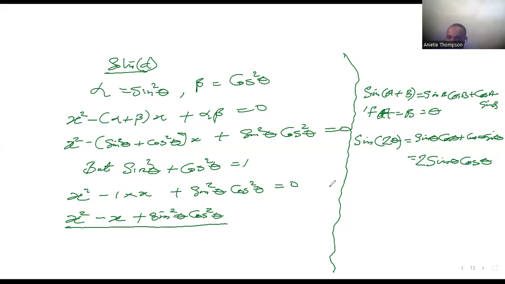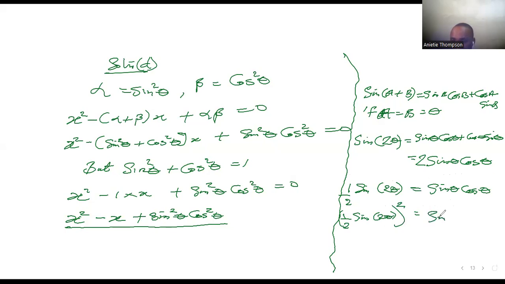Now you see something like this coming out here. So if I divide both sides by 2, I will have 1 over 2 sine of 2 theta equals sine theta cos theta. Now, if I square both sides of this, 1 over 2 sine 2 theta all squared, that will give me this side also being squared, which is the same thing as sine squared theta cos squared theta.